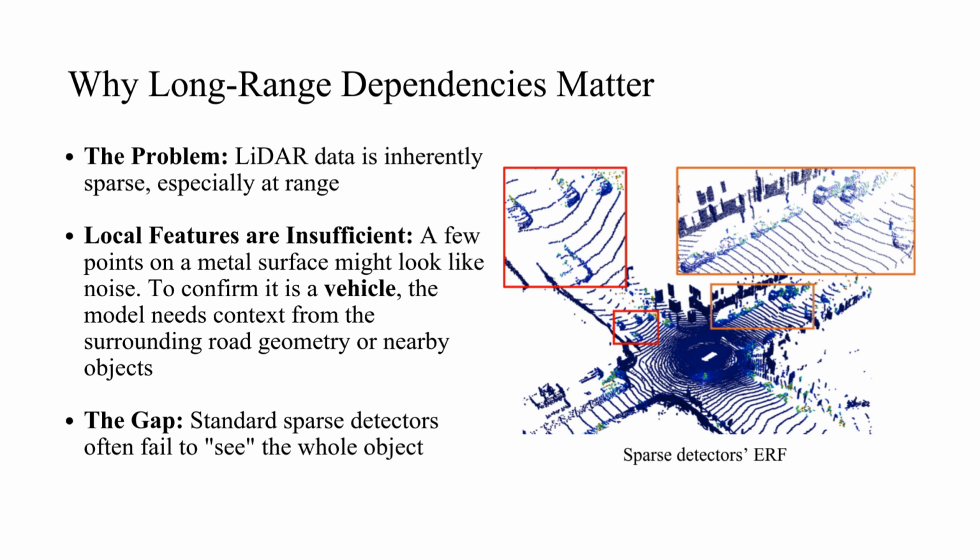Why is this long-range context so important? LiDAR data is inherently sparse. As you can see in this example, a few points on a distant or occluded object might look like noise. Local features alone are often insufficient to distinguish a vehicle from background clutter. To correctly identify these objects, the network needs context from the surrounding geometry, for example, the road plane or nearby structures, which may be meters away from the object itself.